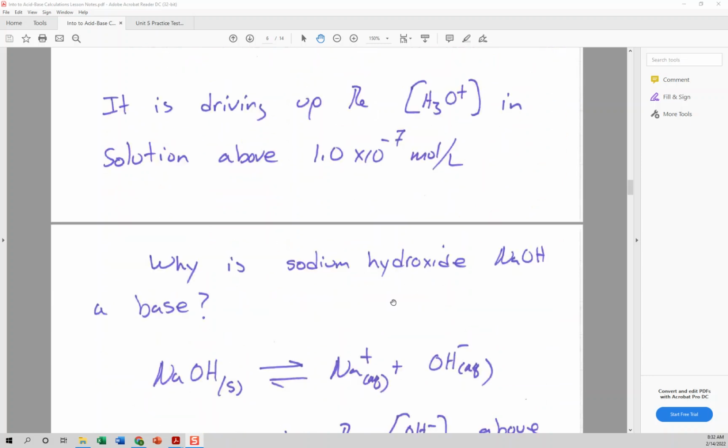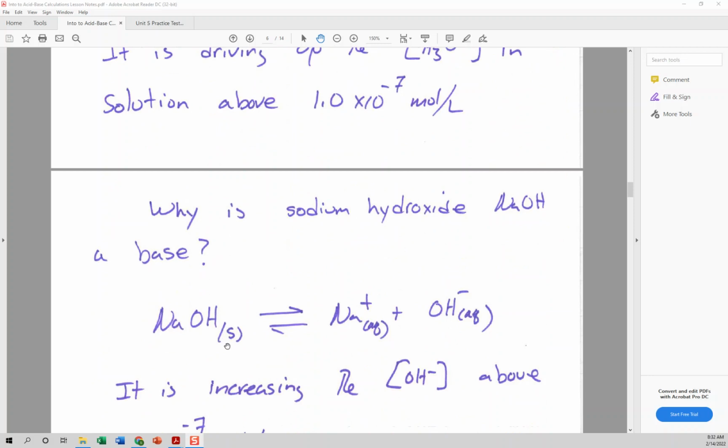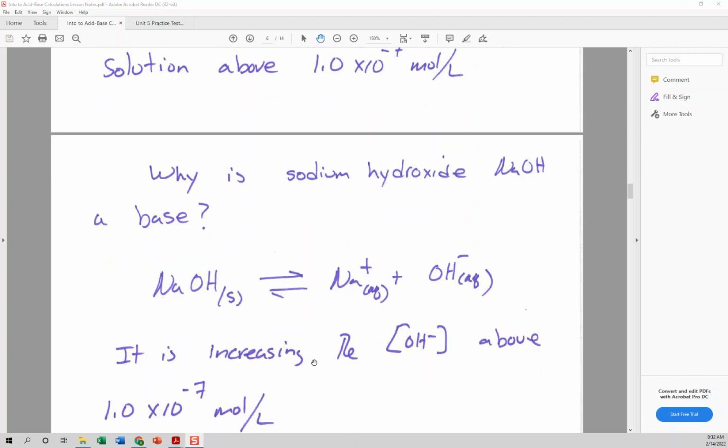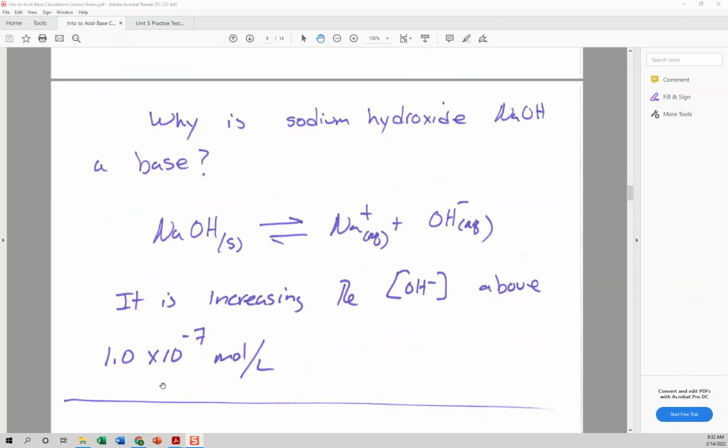So why is sodium hydroxide a base? Well, when I dissolve the salt in water, what do I get? I get hydroxide ions. So by adding this to water, I'm going to be increasing the amount of hydroxide I have in solution, and at the same time decreasing the amount of H+ in my solution, because the equilibrium position for the product of those two is always 1 times 10 to the negative 14. So if I increase my concentration of OH- above this number, then I'm going to decrease my H+ concentration below this number.